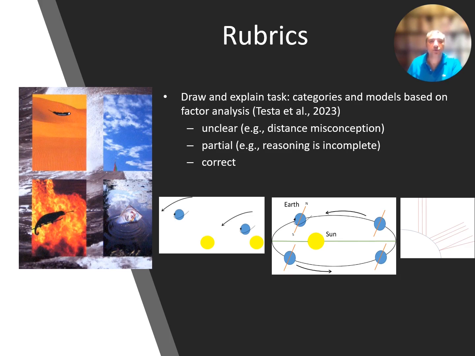Students' drawings and explanations were initially categorized using the rubrics reported in our previous study. We used three general categories: unclear, naive, partially correct, for both the explanation and the drawings. In this case, we have three examples of students' drawings, for instance. And we also calculated Cohen's kappa to establish interrater reliability, obtaining satisfactory values for both drawings, 0.8, and explanation, 0.9.